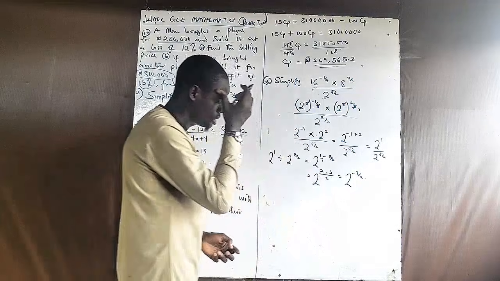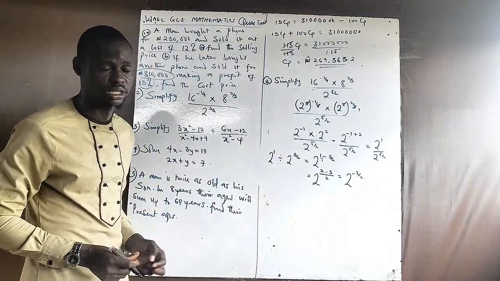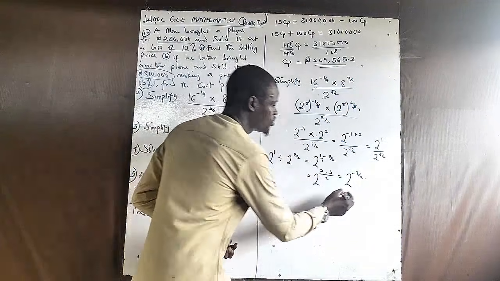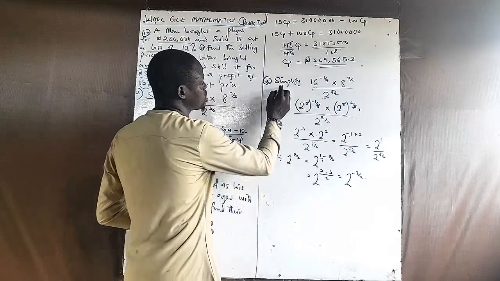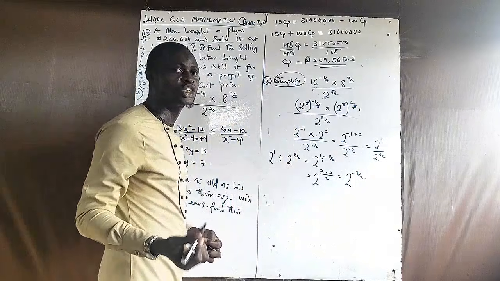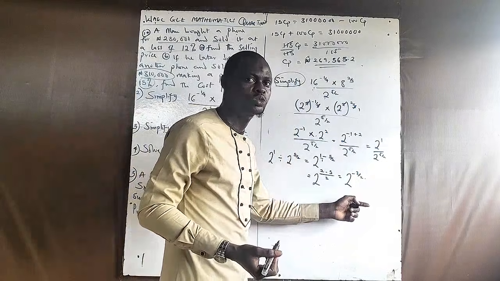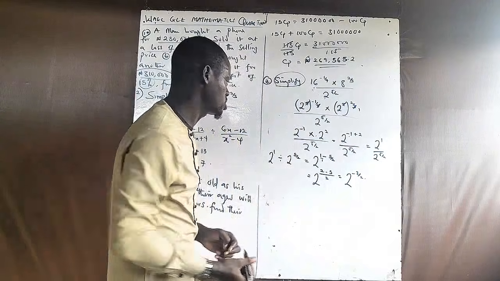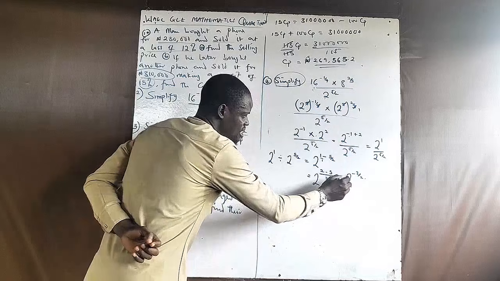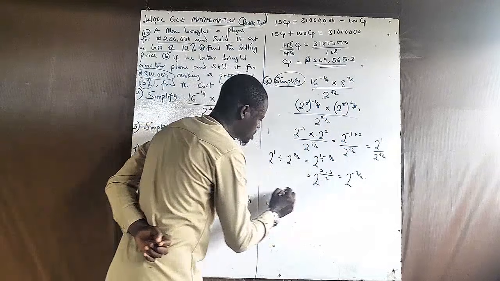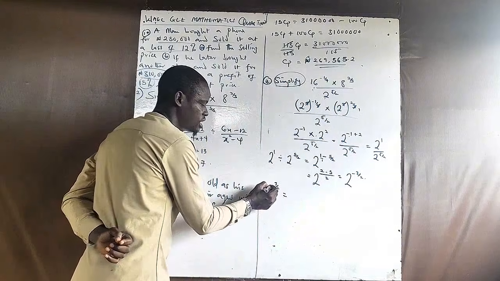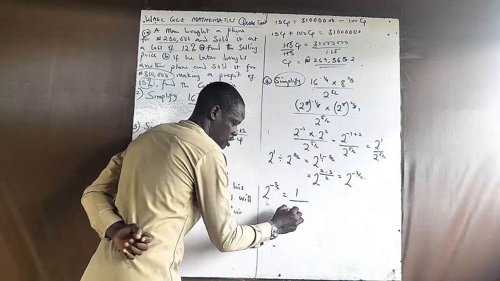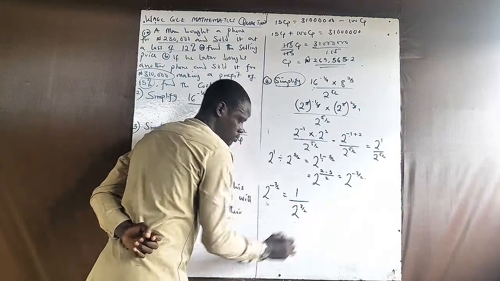This is an index we've already gotten. Now you might leave your answer like this, because it is still in index form, or since they say we should simplify it, simplification simply means finding the smallest term of the question. So applying the rule of indices here, 2 raised power minus 3 over 2 will give me 1 over 2 raised power 3 over 2.